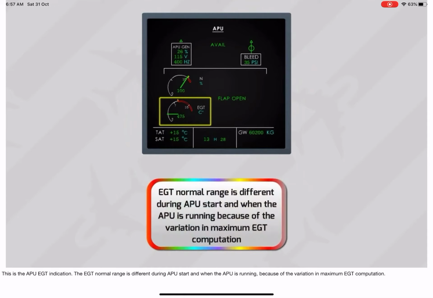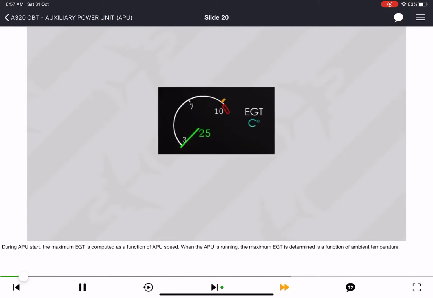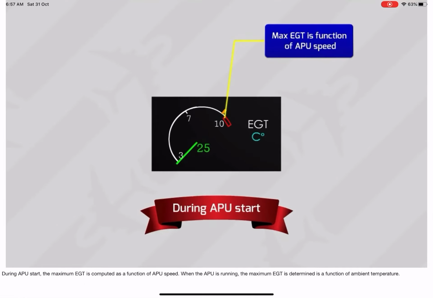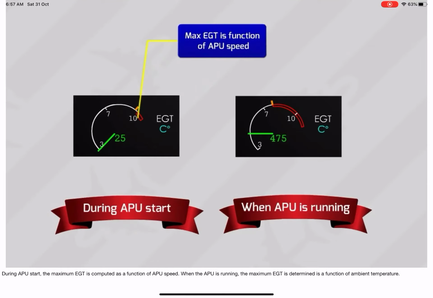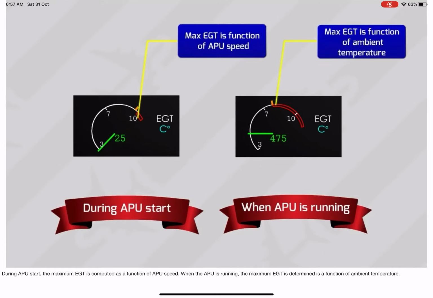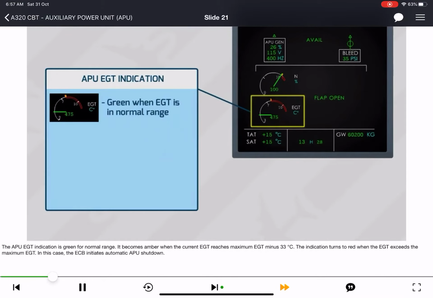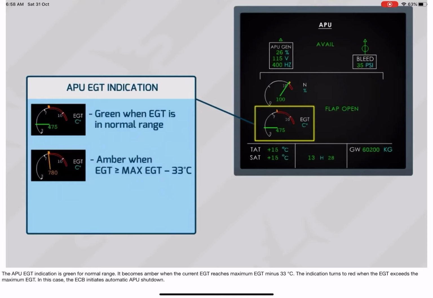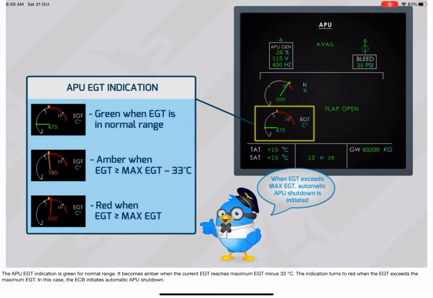The EGT normal range is different during APU start and when the APU is running, because of the variation in maximum EGT computation. During APU start, the maximum EGT is computed as a function of APU speed. When the APU is running, the maximum EGT is determined as a function of ambient temperature. The APU EGT indication is green for normal range. It becomes amber when the current EGT reaches maximum EGT minus 33 degrees Celsius. The indication turns red when EGT exceeds the maximum EGT. In this case, the ECB initiates automatic APU shutdown.